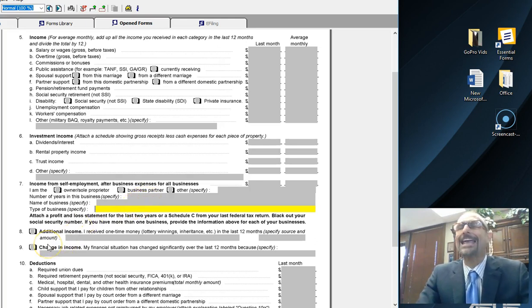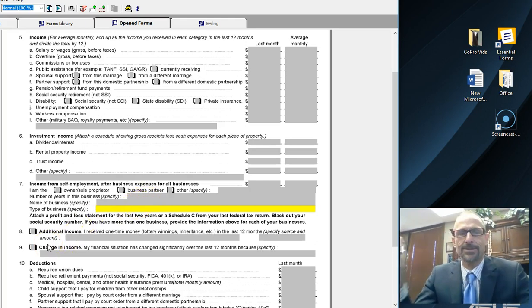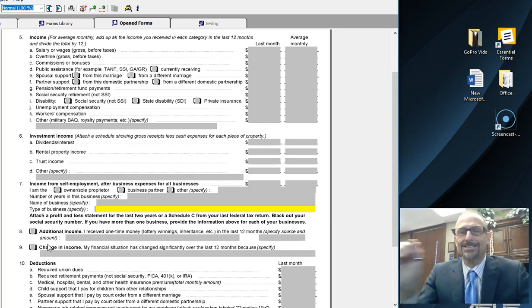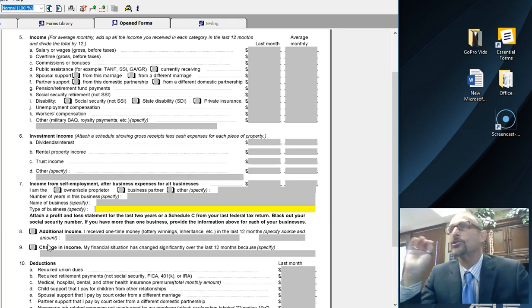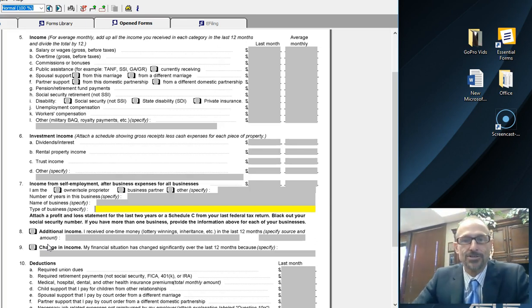Okay, then again, like I mentioned at the beginning of this tape, if you are self-employed, you must, and it says right here, attach a profit and loss statement for the last 2 years or a Schedule C from your last federal tax return. Black out your Social Security number. Judges are very serious about that. They do not want your Social Security number going into any court filing because your court filing is public information. So black out your Social Security number.